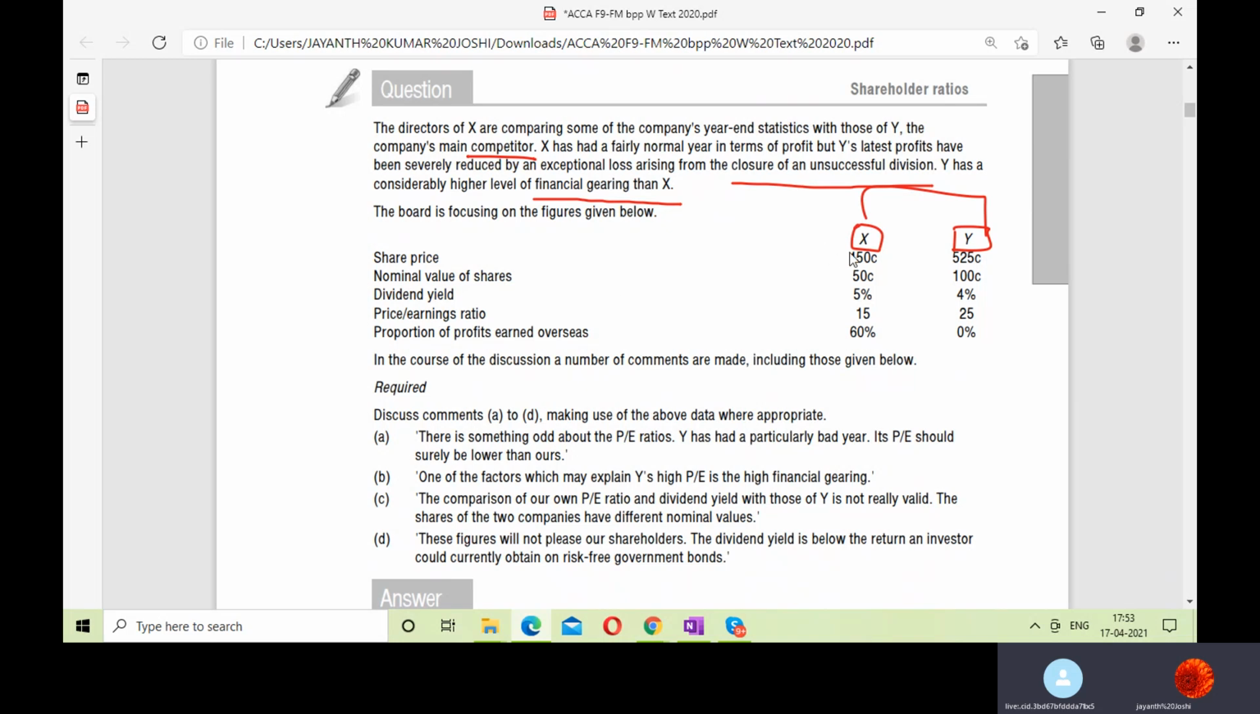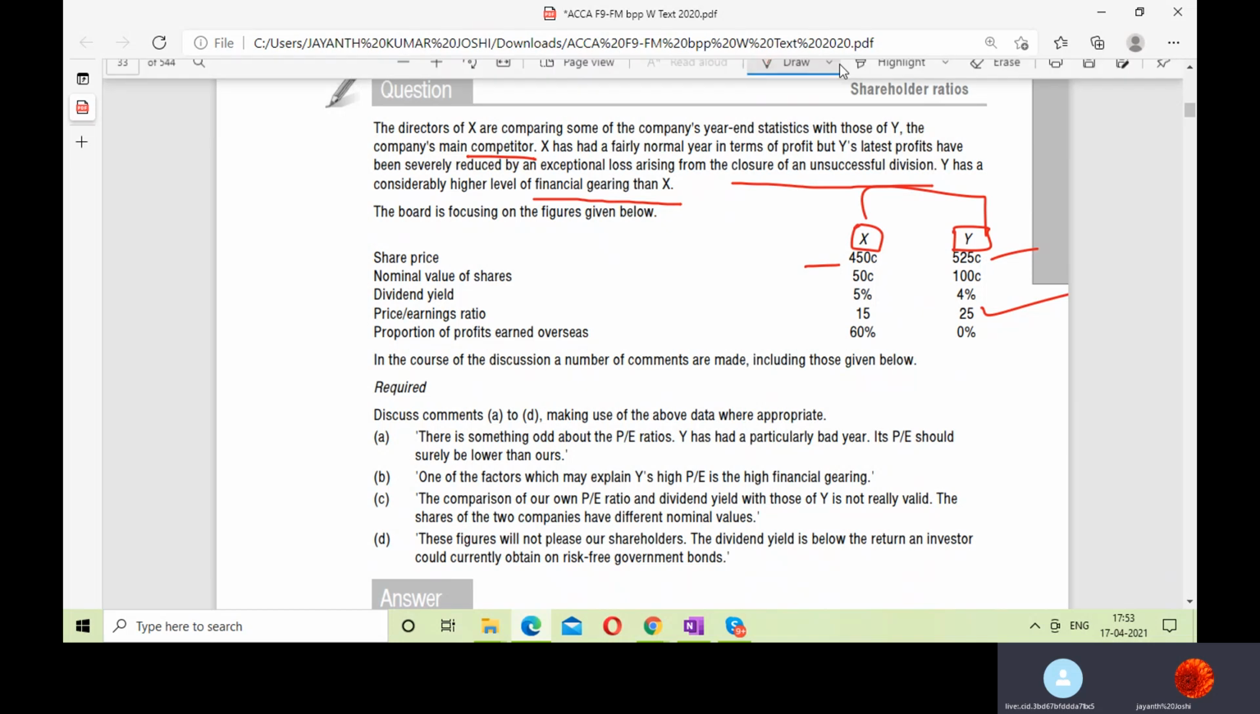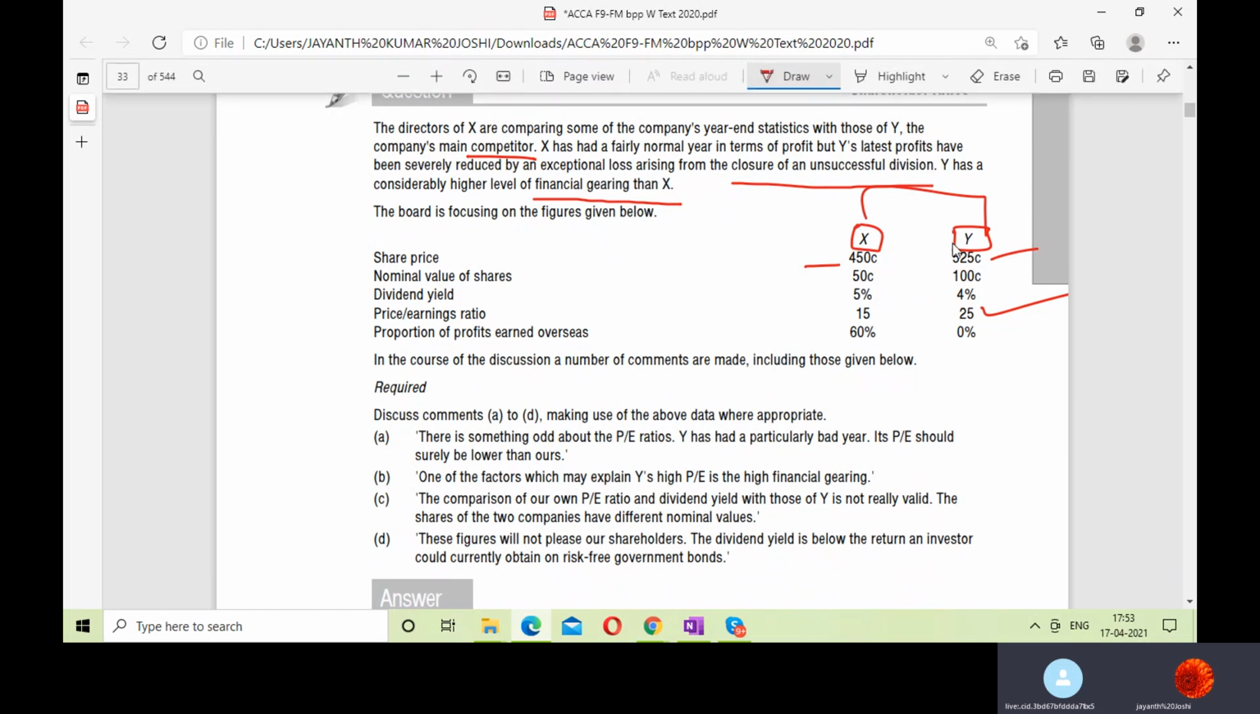So the share price, you can see 450 cents and 525 cents, a higher share price. Probably because of the sentiments about the returns in Y company, people estimated they would be high, and the P/E ratio is high here. The P/E ratio shows the future prospects of a company. Even though the year has not been good, future prospects seem to be bright because of a higher P/E ratio.